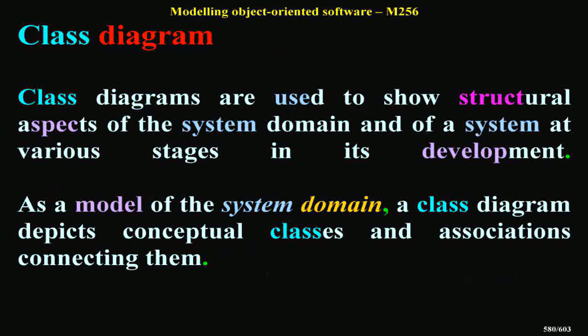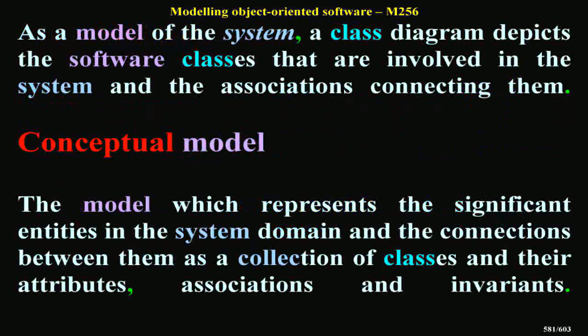Class diagrams are used to show structural aspects of the system domain and of a system at various stages in its development. As a model of the system domain, a class diagram depicts conceptual classes and associations connecting them. As a model of the system, a class diagram depicts the software classes that are involved in the system and the associations connecting them.